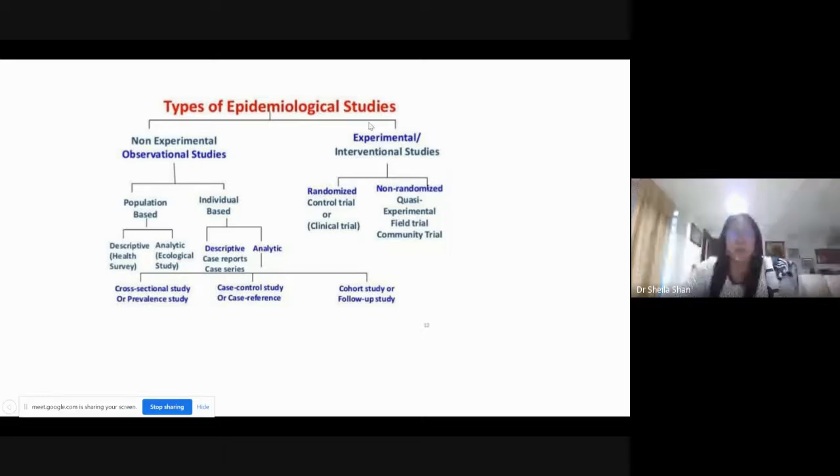Under experiment, you have random and non-random. But under non-experimental, we don't use the term random or non-random. Yeah, all right.